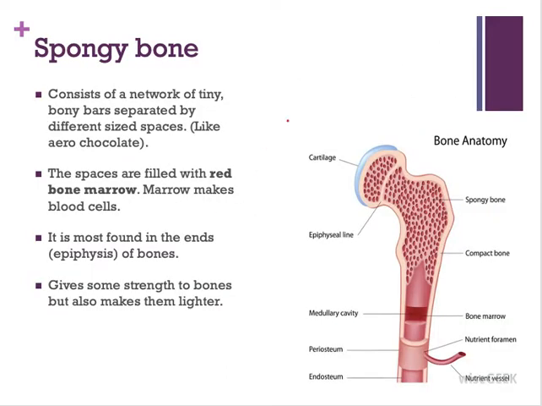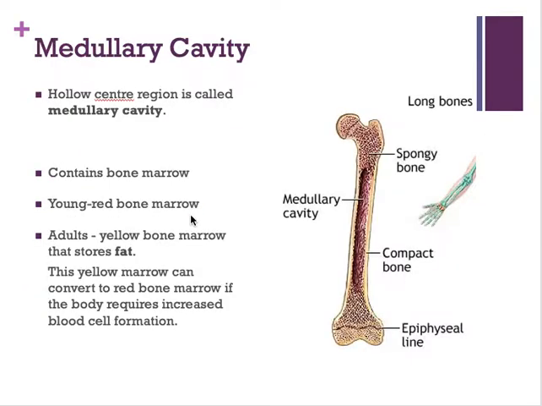What about your spongy bone then? Well, your spongy bone is similar enough in structure to the compact bone, except that, as you might expect from the term spongy bone, it has holes in it. So it has a network of tiny bony bars separated by different sized little holes or spaces. The spaces then are filled up with bone marrow. So red bone marrow in those spaces makes your blood cells, and that was one of the functions we listed for our skeleton. And this spongy bone is mostly found in the two ends, as we mentioned earlier.